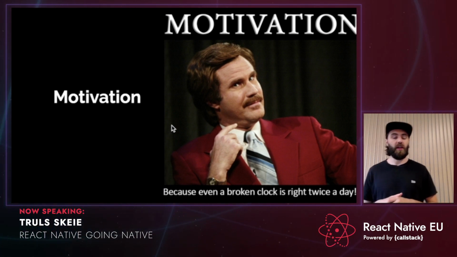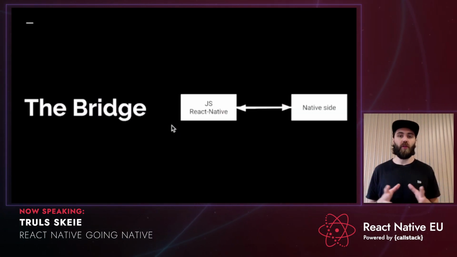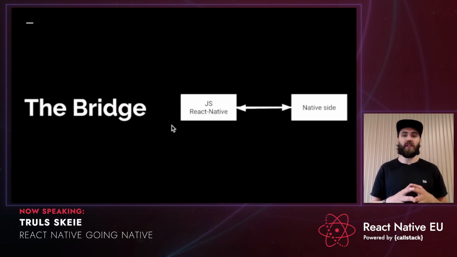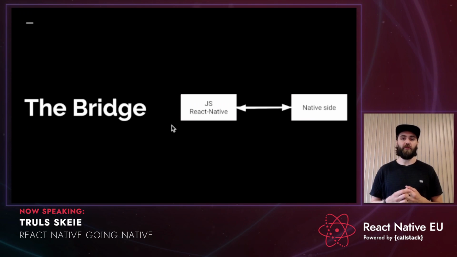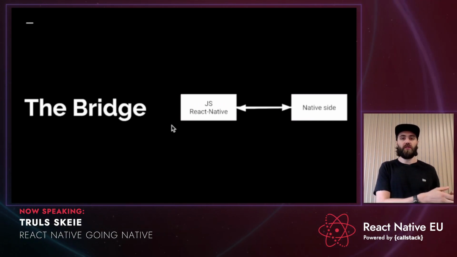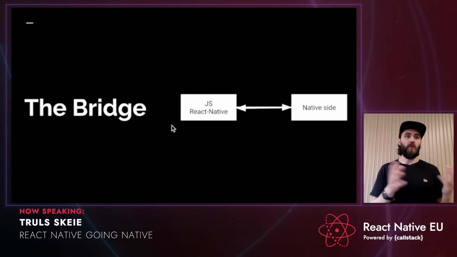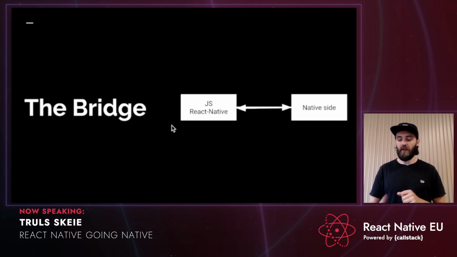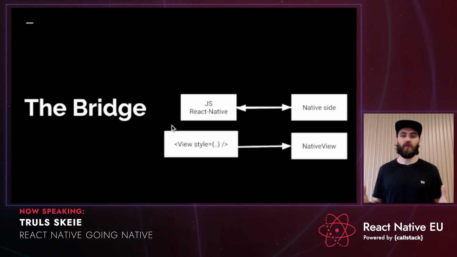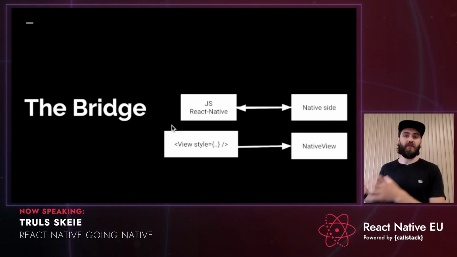So let's dig into it. Before I start with the use case, it is important to know what the bridge is in React Native, because that's essentially the whole point. So in React Native, for you to communicate with the native side, you go back and forth over a bridge. An example of that is that if you create a view and you, for instance, have a style, that will be passed over to the native side and rendered on the native side.